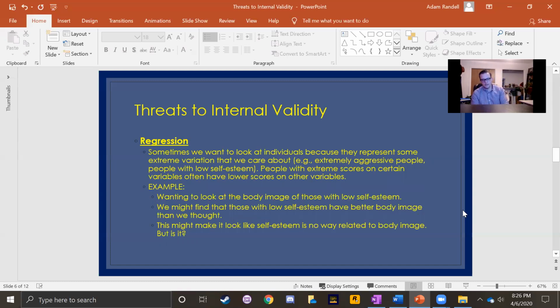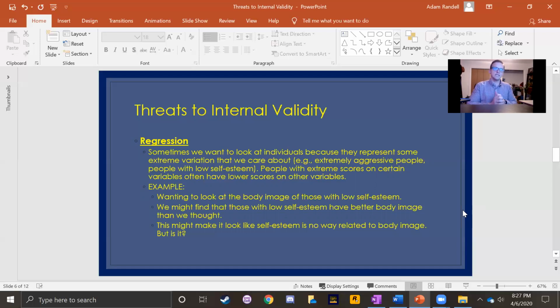Regression. This refers to how when people score highly on one variable, they will often score in a less extreme way on other variables. And so this can affect us if we, for example, tried to recruit participants because they had some extreme score, like extremely low self-esteem, extremely high self-esteem, extremely high narcissism. If we selected them because of that quality, chances are that their responses on other things would go down.